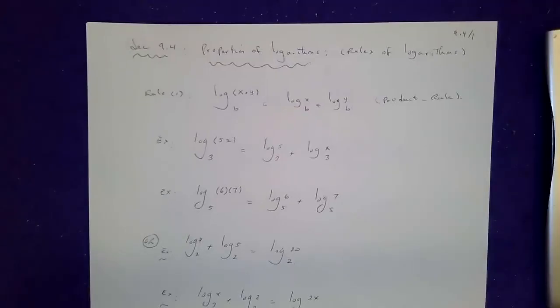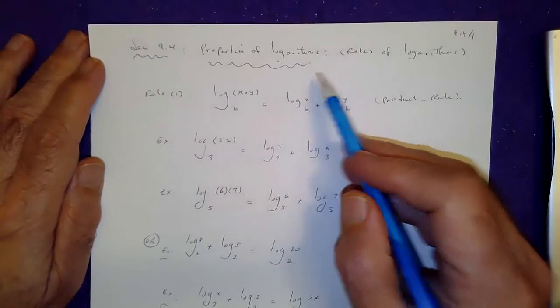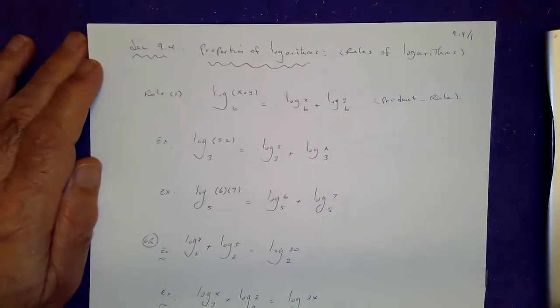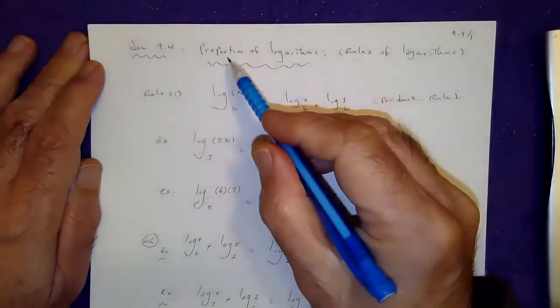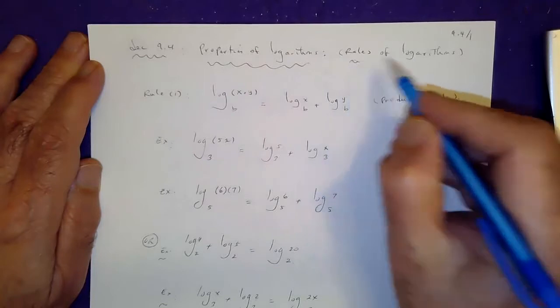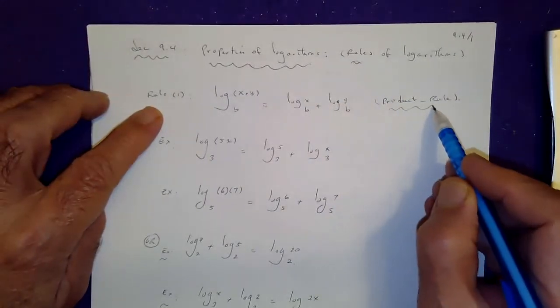Section 9.4 Properties of Logarithms. Now that we know a little bit about logarithms, let's see what the rules are. So properties, that means the rules of logarithms. First property is called product rule.